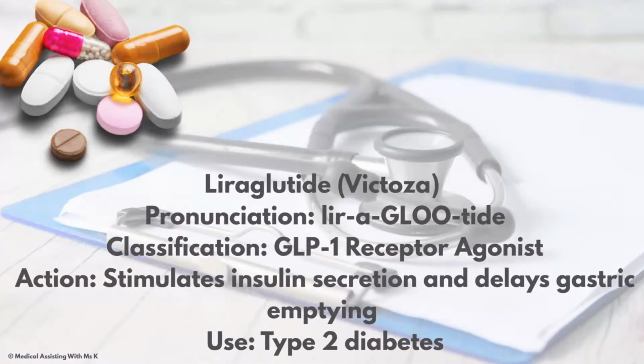Victoza. Liraglutide is the generic. The classification is GLP-1 receptor agonist. It stimulates insulin secretion and delays gastric emptying. It is used for patients with type 2 diabetes.